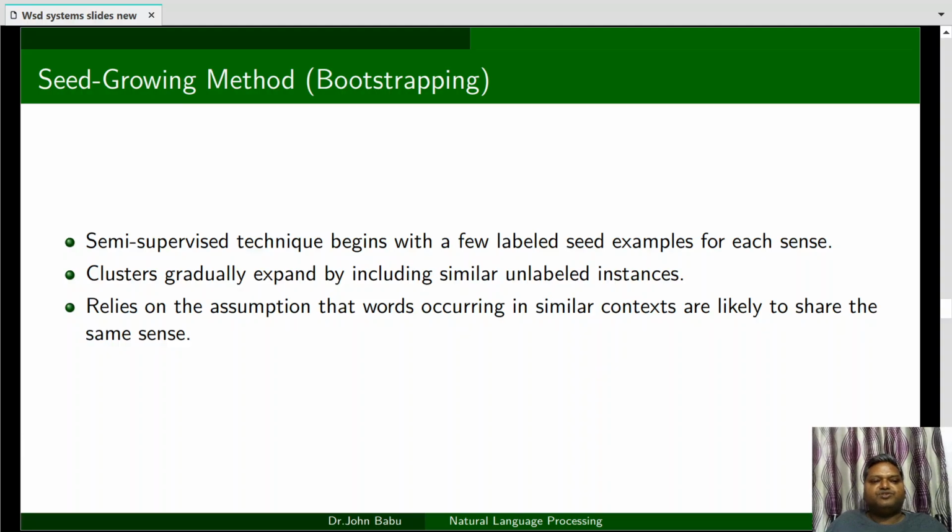The third method is the seed growing method, the bootstrapping method. What we do is first we take a small amount of manually annotated data, then we cluster those things and we do it iteratively. First we start with a small amount of labeled data, then we expand it with an unlabeled, unsupervised method.